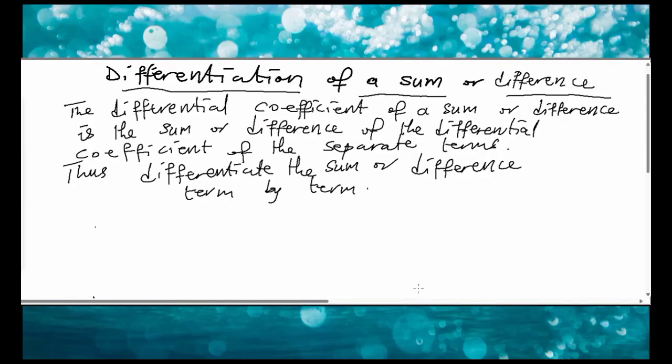Today's video, we're going to be talking about differentiation of a sum or difference. The differential coefficient of a sum or difference is the sum or difference of the differential coefficients of the separate terms. Thus, differentiate the sum or difference term by term. In a nutshell, what they simply mean is that if a function is given to you containing multiple terms, to find the derivative of such a function, differentiate each of the terms separately, or differentiate the terms term by term.